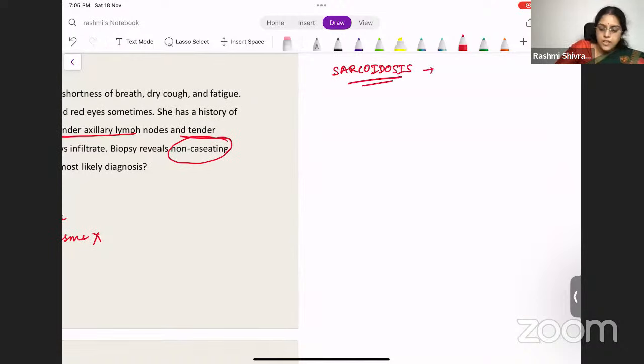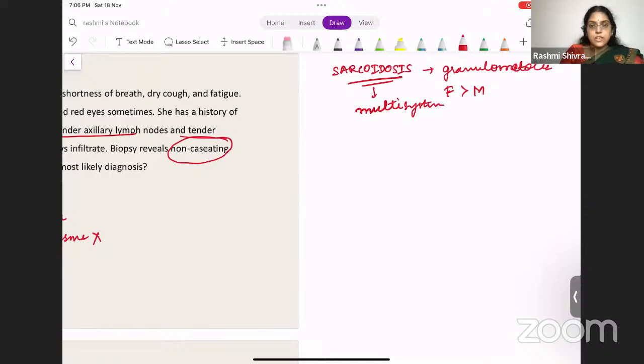Sarcoidosis is basically a granulomatous disease, right? It is more common among females than males. Like other rheumatological diseases, it is a multi-system disease. It can affect the lungs, the lymph nodes, the skin, the kidneys, and the eyes. All the systems can be affected.